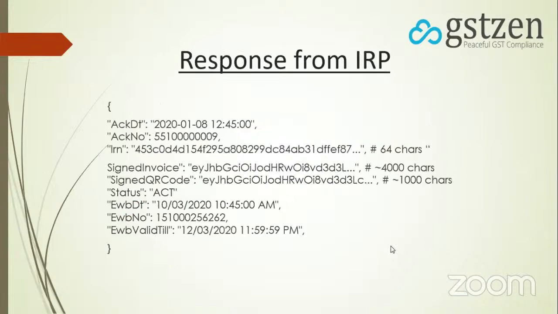This is what a response from IRP looks like. Acknowledgement date, acknowledgement number. Acknowledgement date is the date and time at which you generate the e-invoice. It does not give the invoice date. It is giving the date and time of generation. This is the IRN, 64 characters, signed invoice, and signed QR code. You can use this code to verify the e-invoice. You can use the signed QR code to convert it into an image. That is your QR code. The status, whether it's active or cancelled.